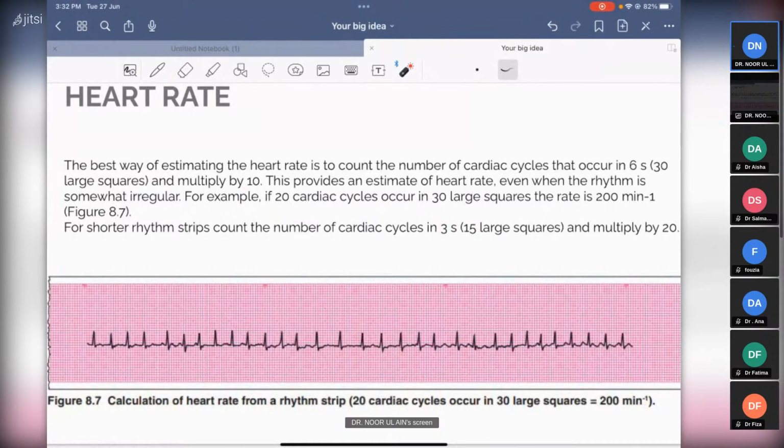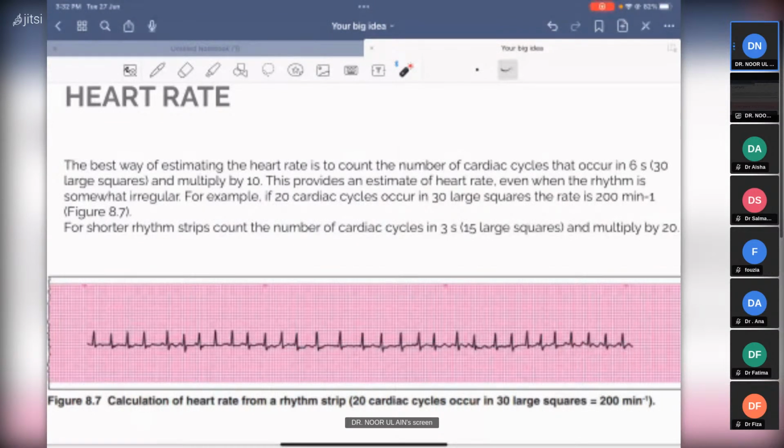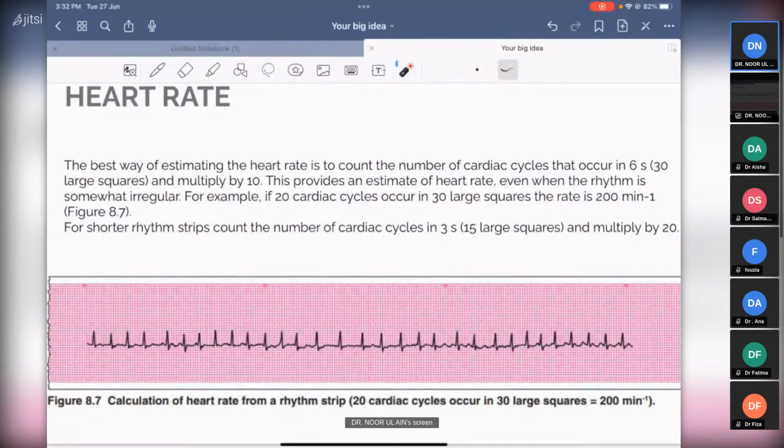Are you guys with me? Who's the one who just said 310? Can I please have your name? Dr. Said. Very good. Everybody else, did you try? If you guys have a rhythm strip, just a regular rhythm strip, please get it out and try to practice. Or search on Google, and just try to practice this concept so we can move ahead. Find any picture and try to calculate the rate.